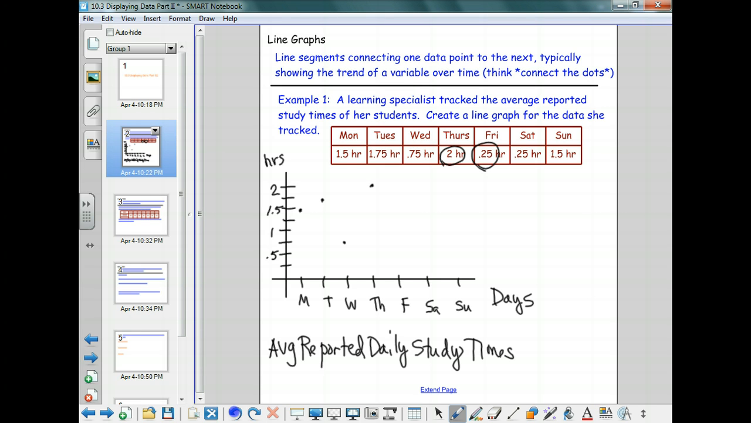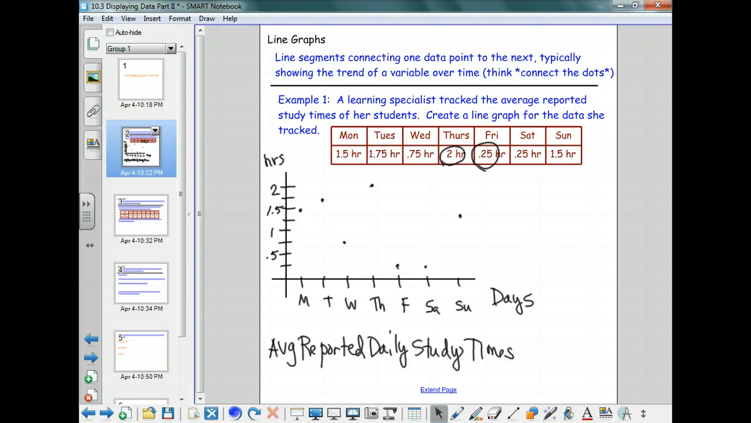On Friday, hello. I think that actually is probably the high estimate, if you want to be honest, right? Do you know any children who study on Friday night? All right, so Friday is 0.25. Saturday, also 0.25. And then on Sunday, we're back up at 1.5 because school's about to start and we've got to make up for everything we didn't do over the weekend.